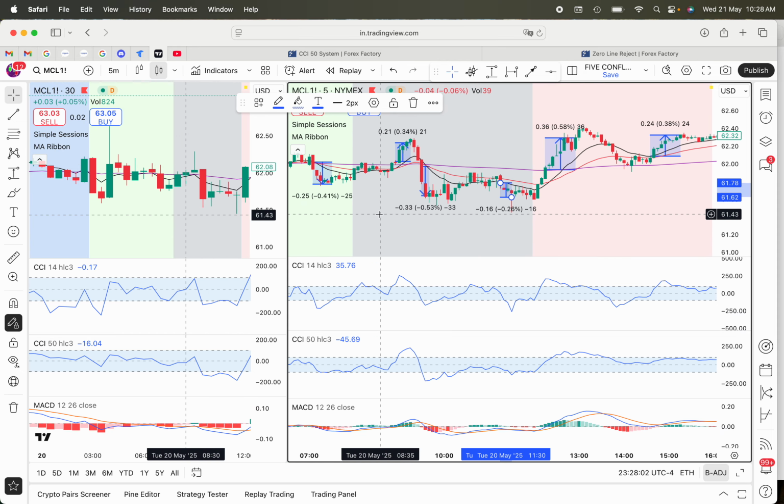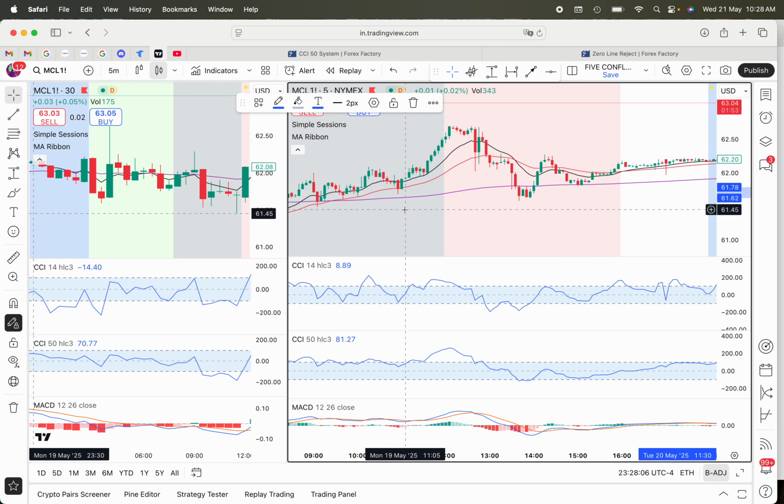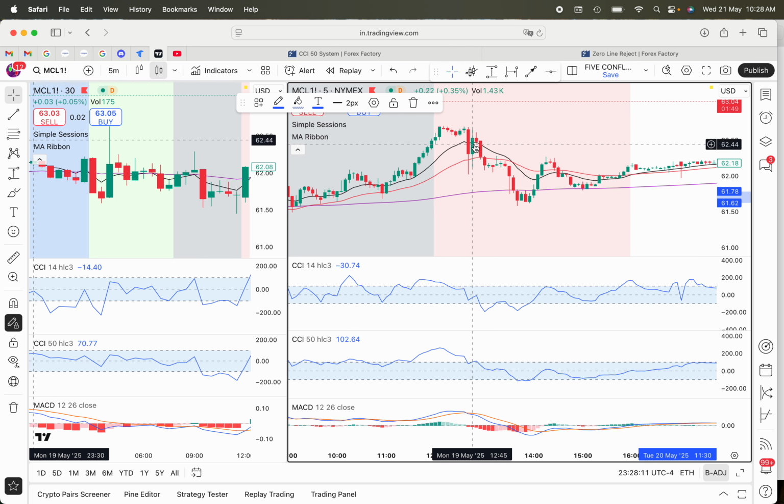And the shorts are exactly the same. We don't need to go through it all, or do we? Okay, we will on this one. This one's a bit trickier.